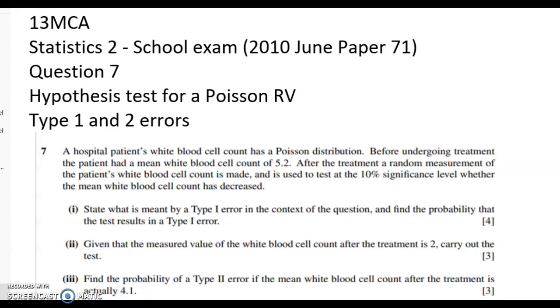Now, when you're working with a normal distribution, the type 1 error is basically the level that you're given. But when you've got a Poisson or a binomial problem, it's a little bit more precise than that. So let's just start by reading through the question.